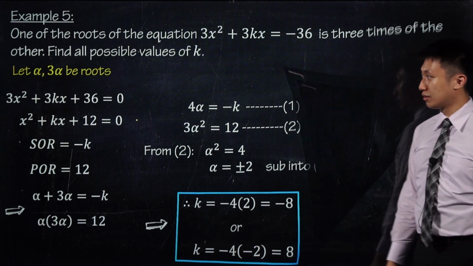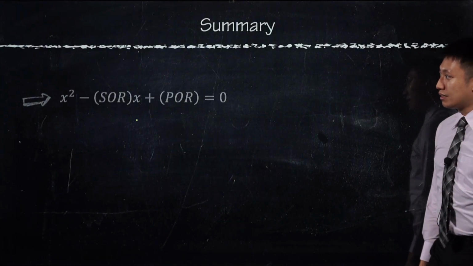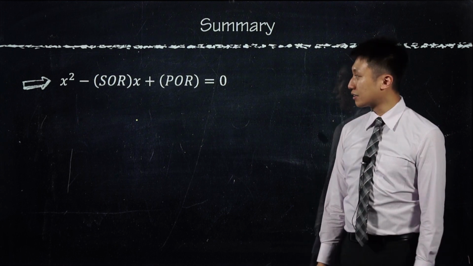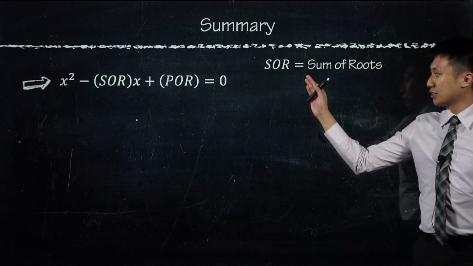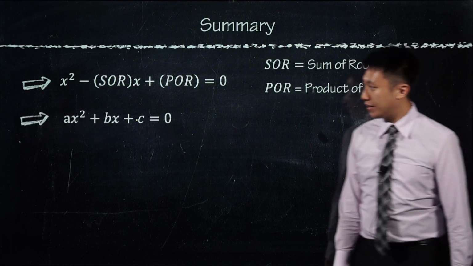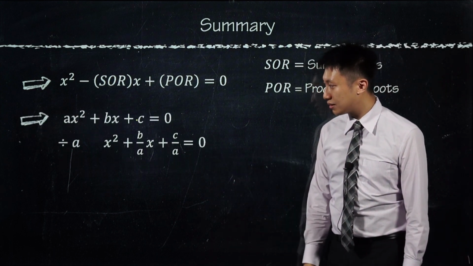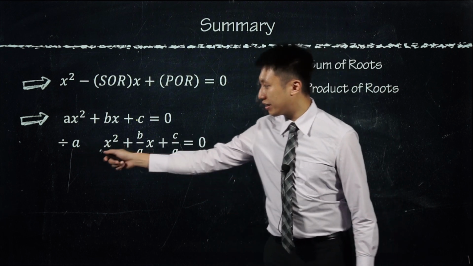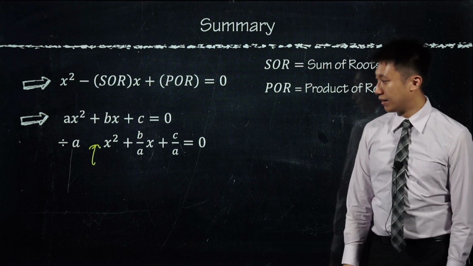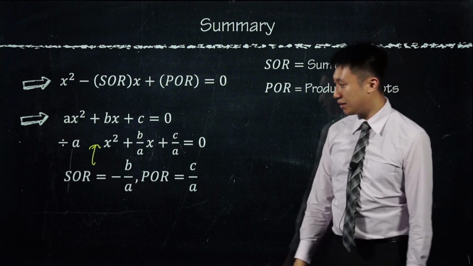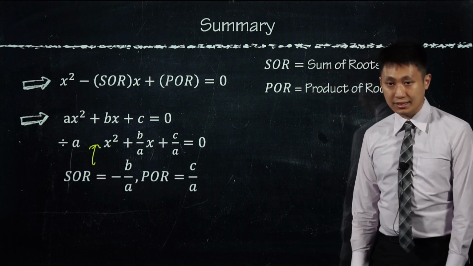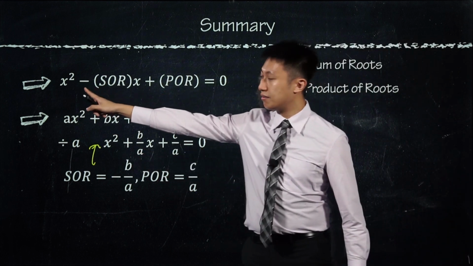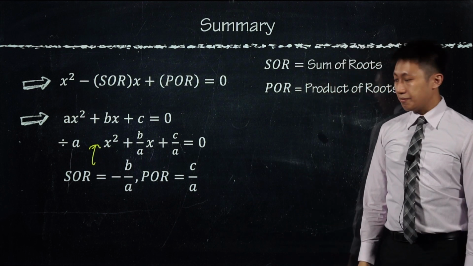Okay, so next, summary. x squared minus sum of roots times x plus product of roots is equal to 0. Sum of roots, product of roots, okay? Then if the equation is equal to 0, you have to divide by a so that the coefficient is 1. Then the sum of roots is negative b over a, and the product of roots is c over a. Remember, minus sum of roots, sorry, here, and plus product of roots.